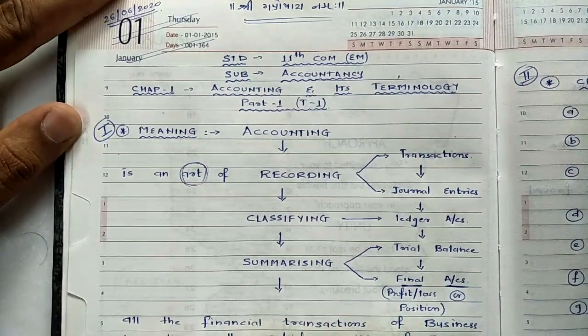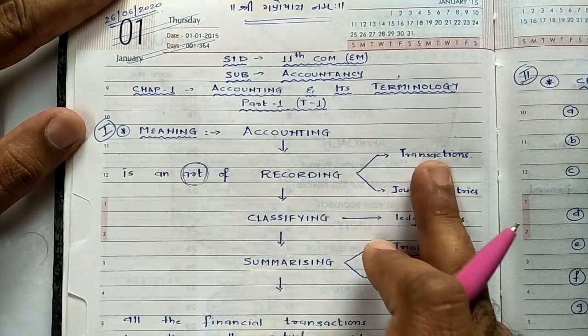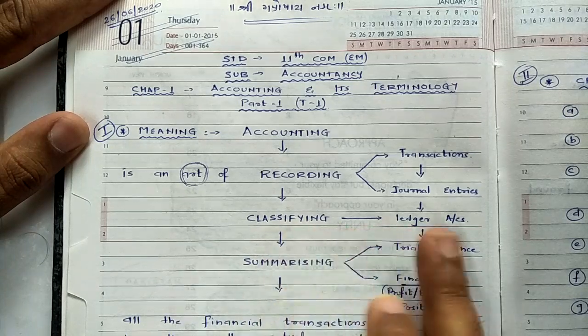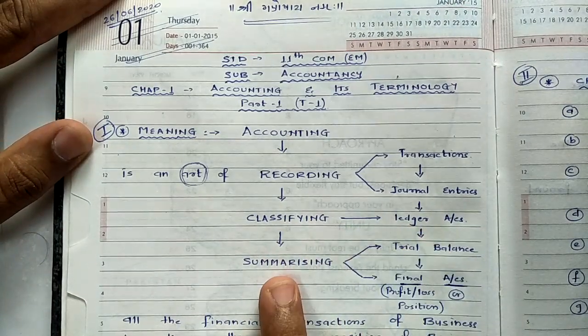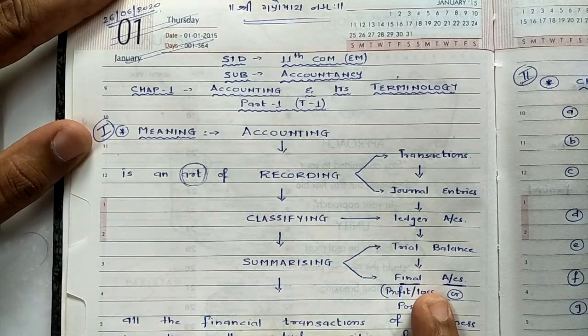Again, from definition point of view, accounting, it is an art of recording. What do we record? Transactions and journal entries. Thereafter we classify them into ledger accounts. On the basis of classification, we need to summarize it into trial balance and financial statement.